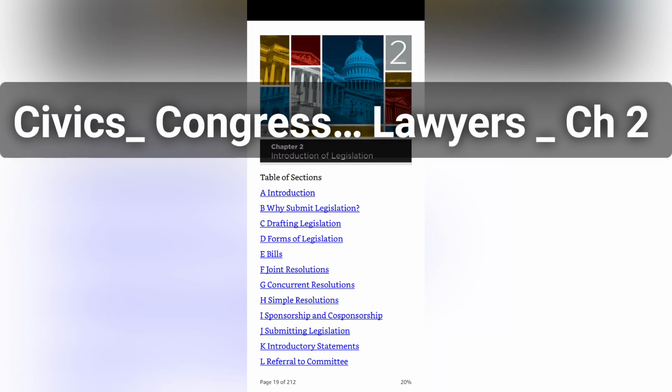Members in both chambers typically issue press releases announcing the introduction of legislation, and for significant legislation may hold news conferences or other events. Section L, Referral to Committee. In both chambers, once introduced, most bills are referred to the appropriate standing committee with jurisdiction over the subject of the legislation. Similar to an original bill, legislation passed by one chamber is messaged to the other body and is referred to a committee.